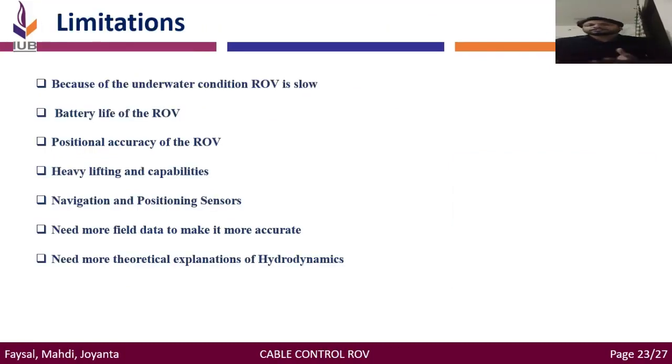Now, the limitations of this project. This machine doesn't have the capability of heavy lifting. Battery life is limited because of underwater conditions. The ROV is very slow and we have to make it faster, and it needs much more theoretical explanation about hydrodynamics and marine engineering systems. Implementing navigation and positioning sensors is also hard.